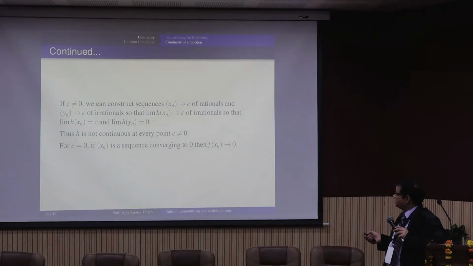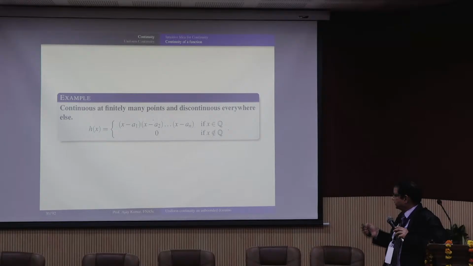We construct a sequence x_n of rational numbers converging to c and y_n of irrational numbers converging to c, and you get this limit as c and this limit as 0. So f is not continuous at any point which is not 0, and it is clear that it is continuous at 0. Now, one point can be extended to finitely many. So here we have continuity at finitely many points and discontinuity everywhere else.